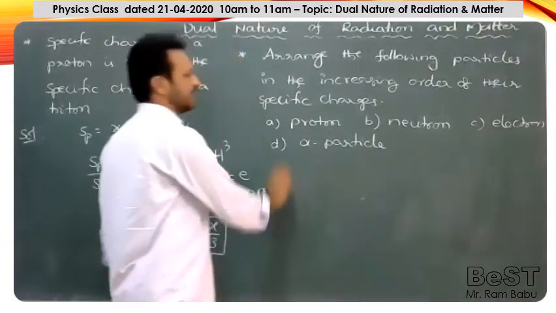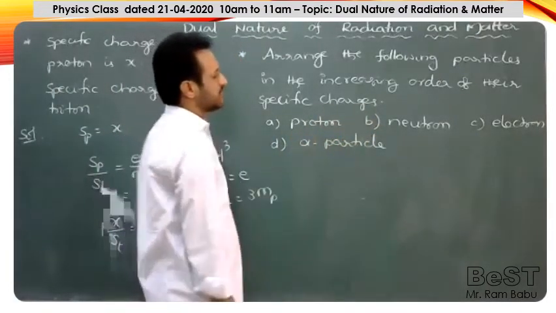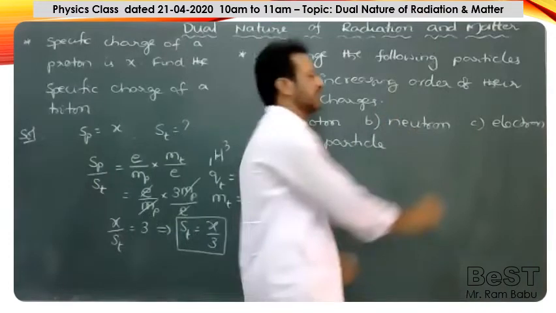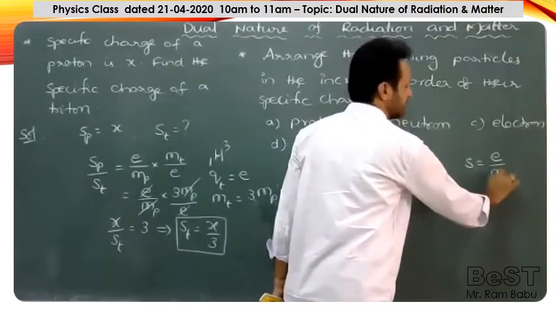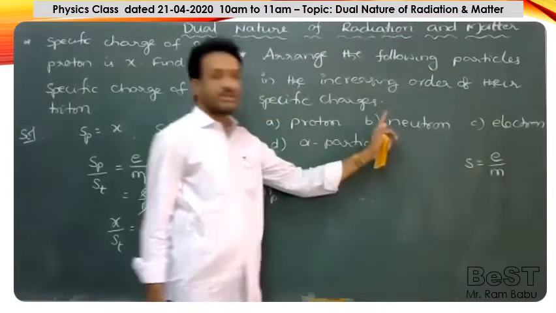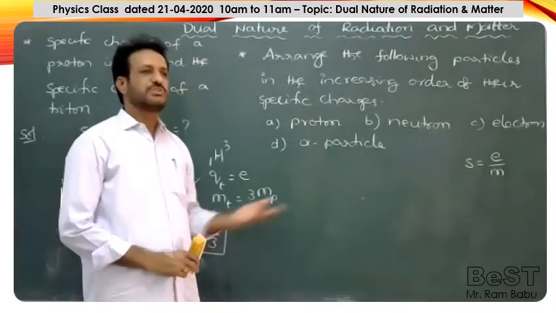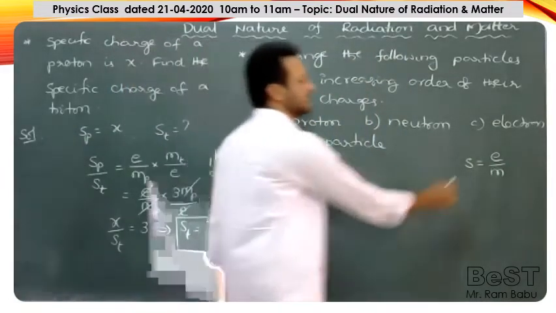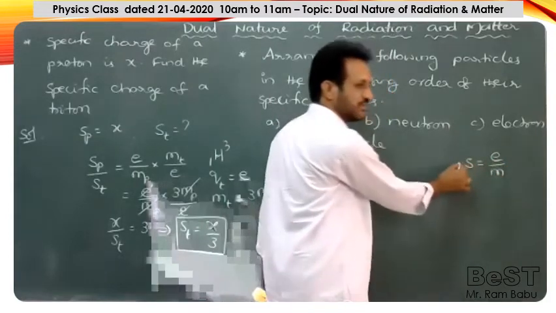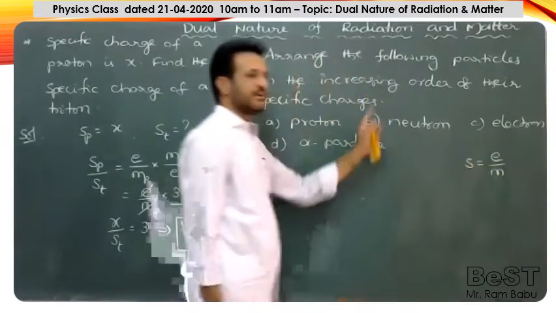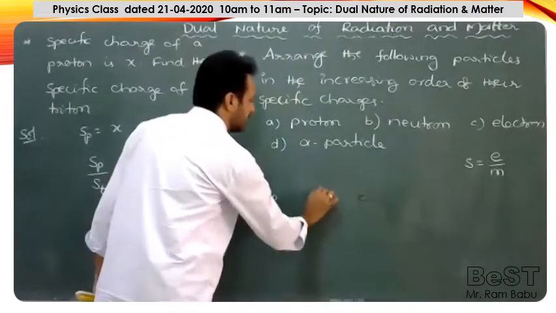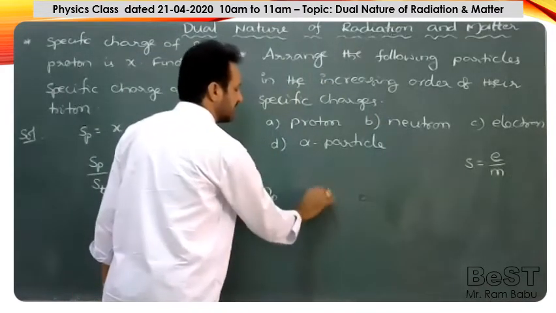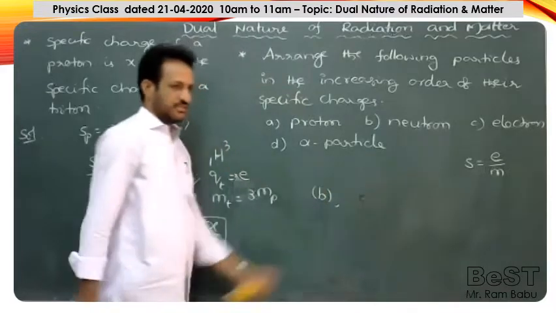So check here among all the particles. Generally we know the specific charge formula is equal to charge by mass. So check here neutron. What is the charge of the neutron? 0. So neutron has no charge, means 0 by something is equal to 0. So the least value is neutron. So among all the particles, the least particle, you should write B. So first one is B.